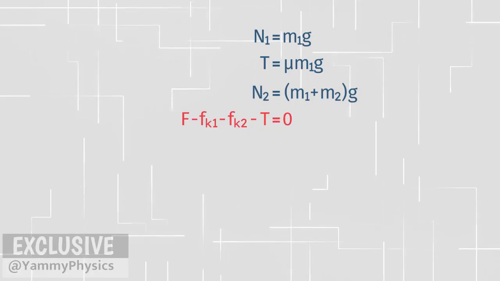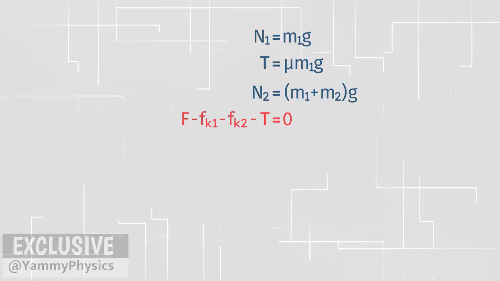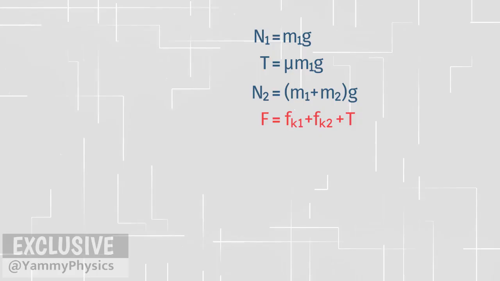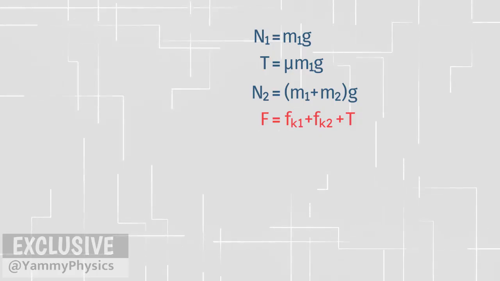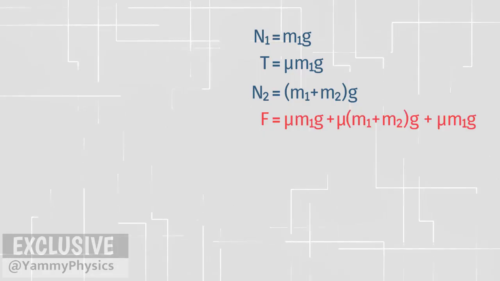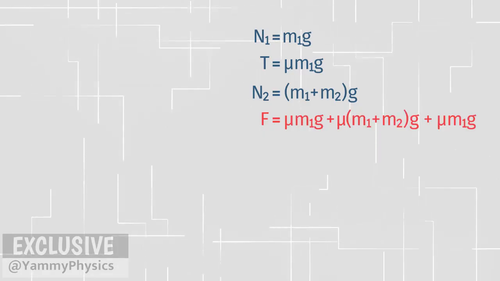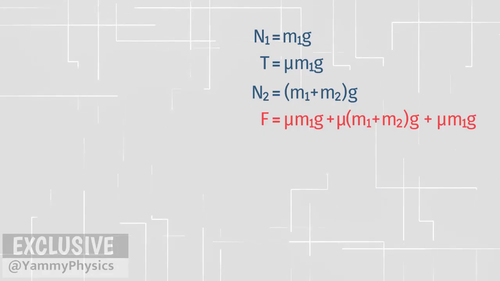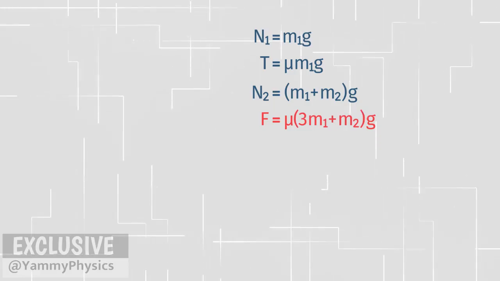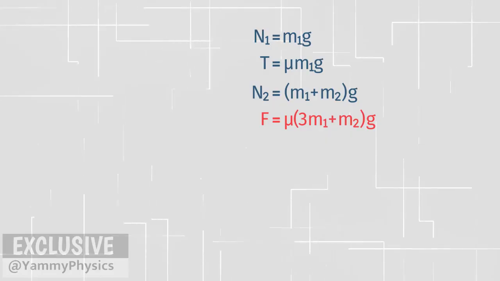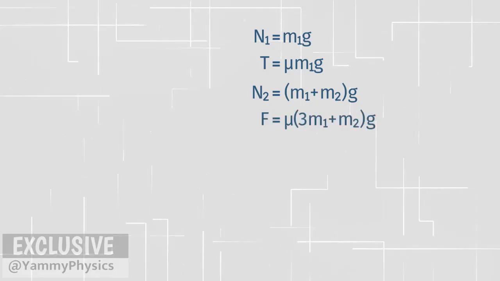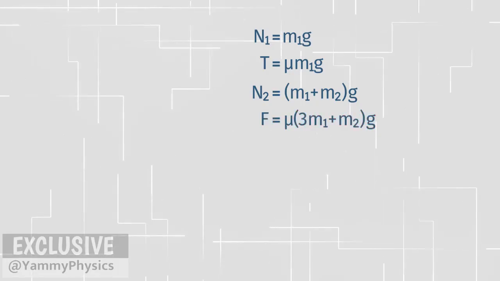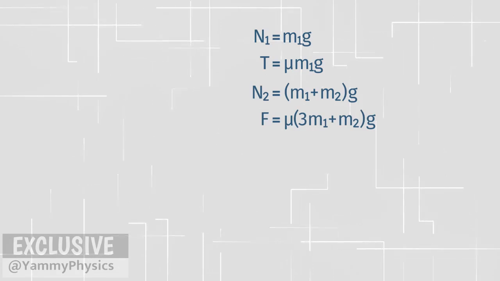Next is this equation. F is equal to Fk1 plus Fk2 plus T. All of these values are also known. F is equal to mu times 3m1 plus m2, g. This is the external force required to pull the block so that the system moves at constant velocity.